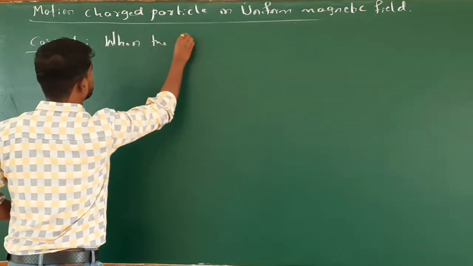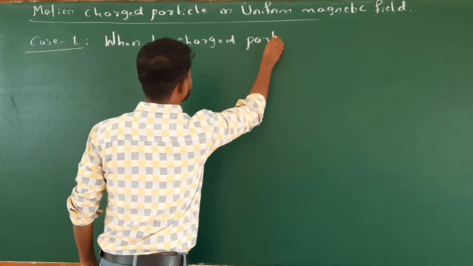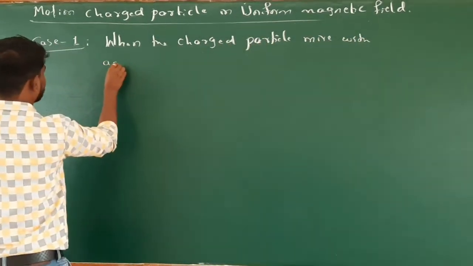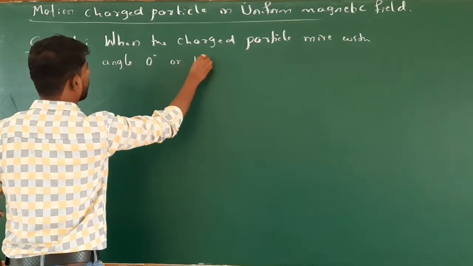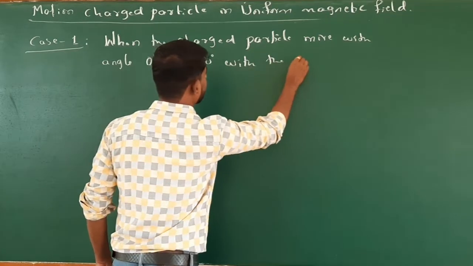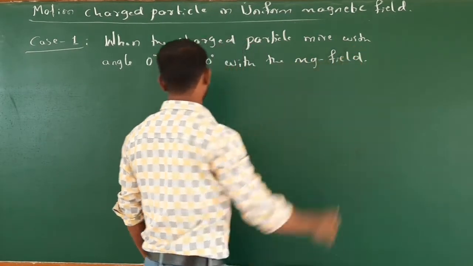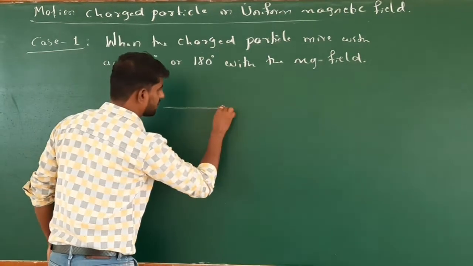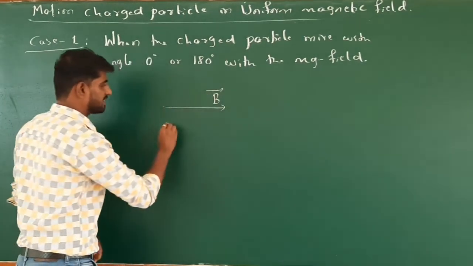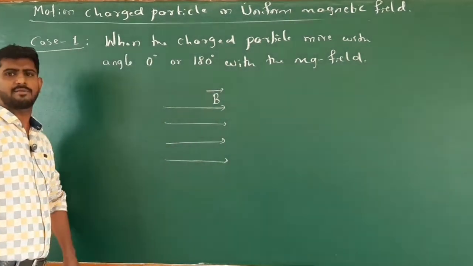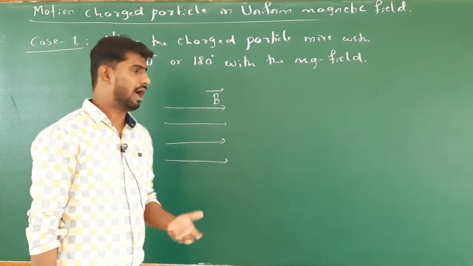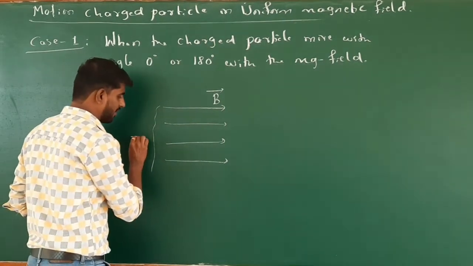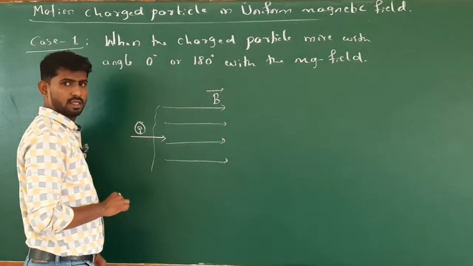when the charged particle moves with the angle 0 degree or 180 degree with the magnetic field. Suppose that charged particle is moving at 0 degree or 180 degree with the magnetic field. So this is the region of magnetic field. And if I draw the parallel lines, you should understand this is a uniform magnetic field. Now the charged particle enters the region of uniform magnetic field. So what's the formula?